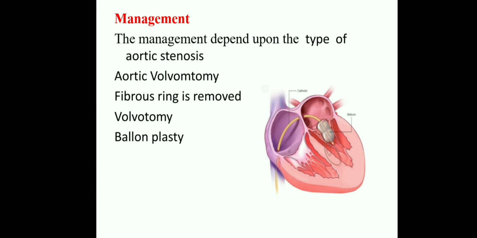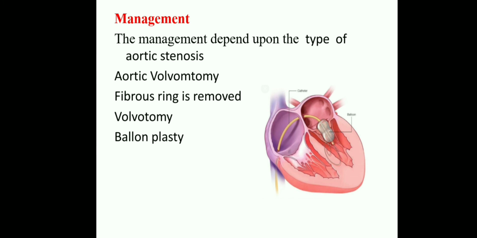Okay, if it is the second type, that is subvalvular stenosis, here the fibrous ring is forming, so you are removing the fibrous ring. And the third one is supravalvular stenosis, so the valvotomy also is done for this third type of aortic stenosis. Valvotomy is needed for supravalvular stenosis conditions.